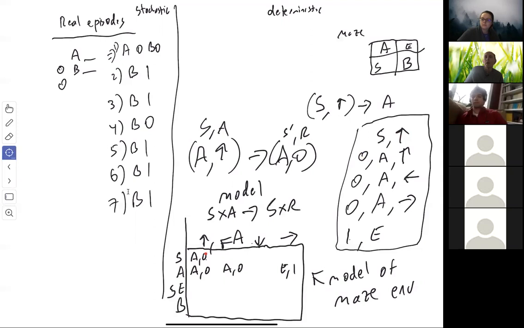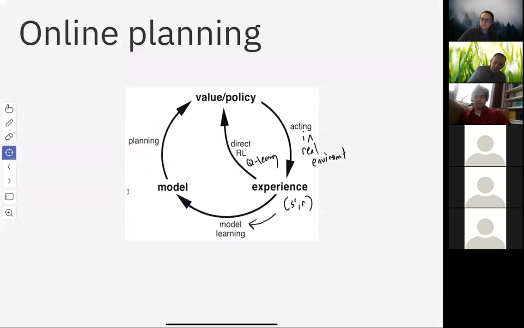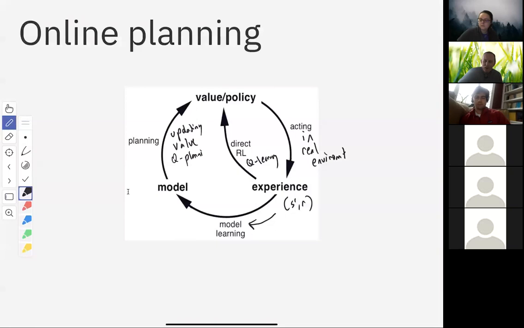Once we have the model, we can now use the model to do planning, where planning is updating the value. And we could choose to use Q, let's call it Q planning. We can use all sorts of standard reinforcement learning algorithms that we already have to do that, like Q learning. We'll just call it Q planning.